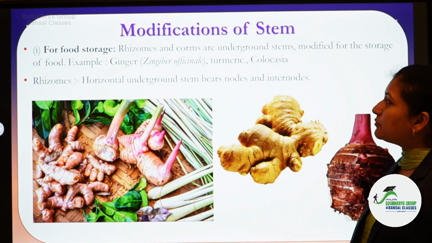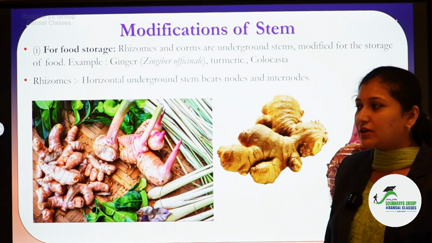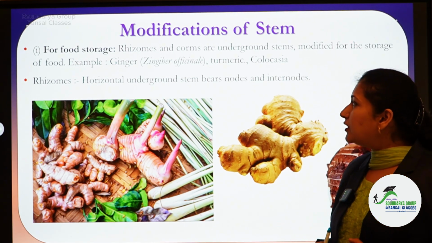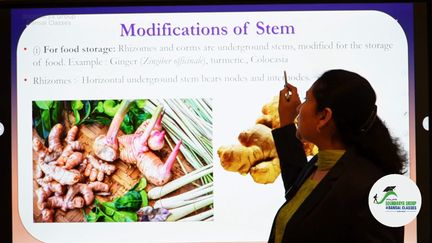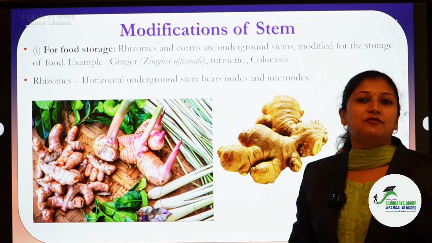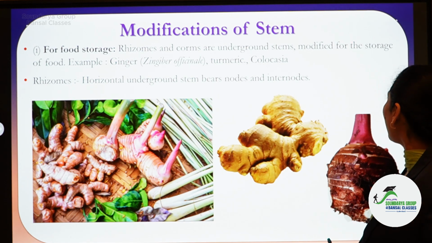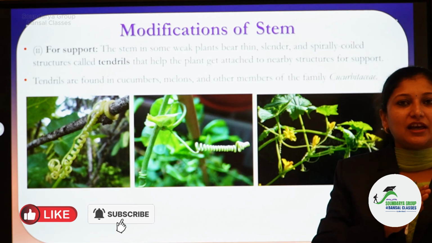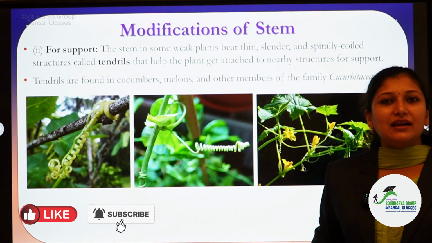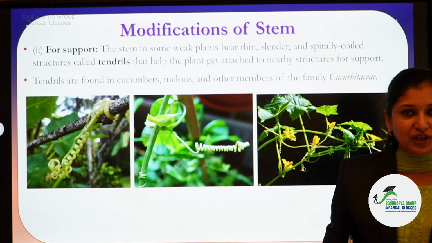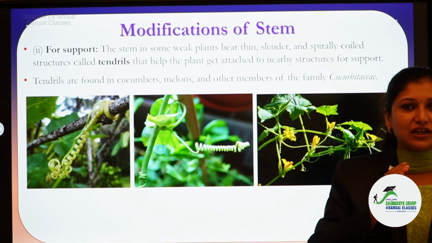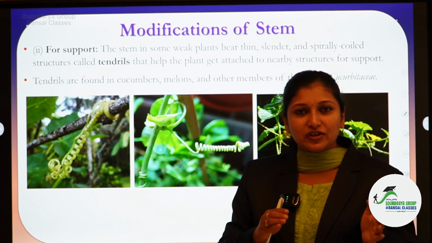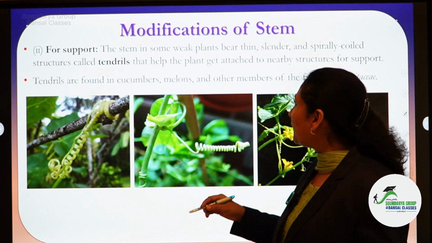Yes, we can see the first modification, that is in the form of food storage. Ginger starts storing its food, potato starts storing its food. So ginger, turmeric, colocasia, potato, all these are different types of storage stem modification. So what makes it different? In ginger we have nodes and internodes. In case of carrots, we do not have any nodes and internodes. So ginger is a storage stem and carrot is a storage type of root.